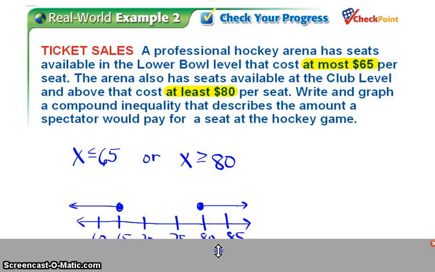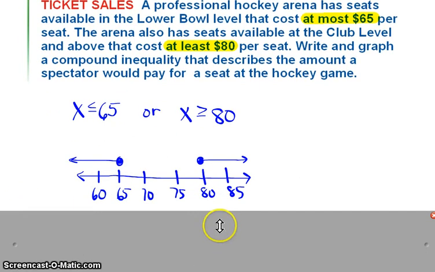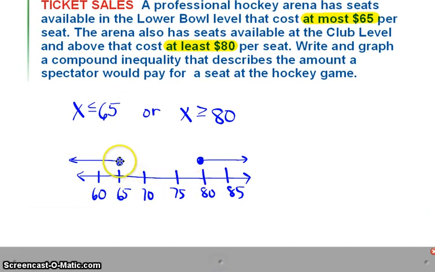So now let's graph it. Here's 65. Here's less than or equal to 65, or here's greater than or equal to 80. And that's what your graph is going to look like. You're not going to be buying anything in this space right here. There aren't any tickets available for $70 or $75 or $73. There's no ticket prices in this range right here. So that's why there's that open space. It's either 65 or lower, or 80 or higher.